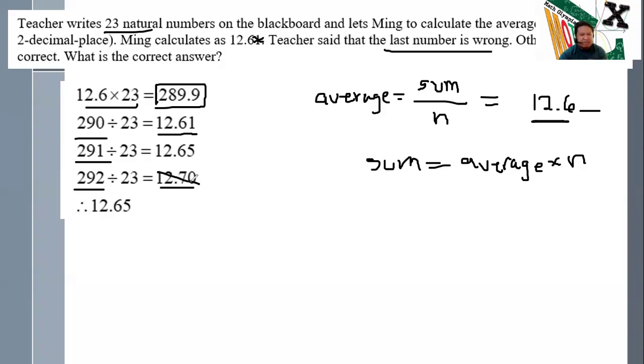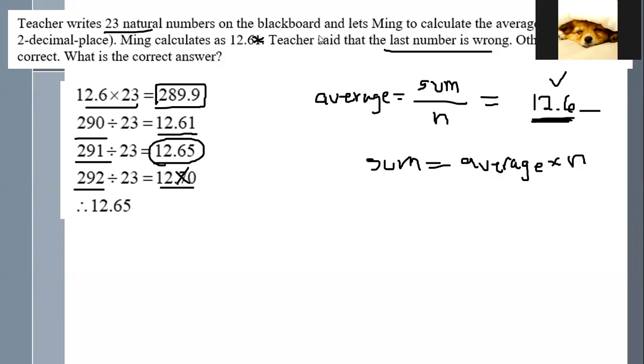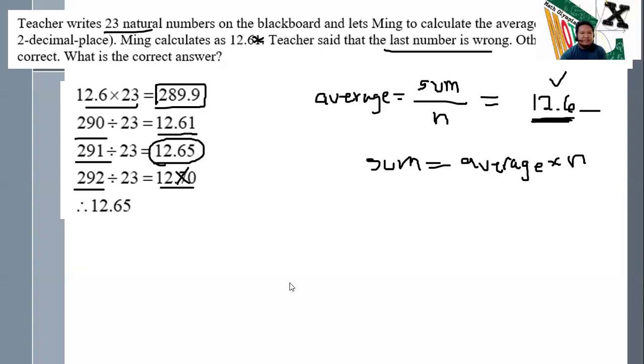And this is wrong because we know that the 12.6 part is already correct. So 12.7 is wrong because we cannot have 7 in the tenths digit. Therefore, the only possible choice is a sum of 291 and an average of 12.65. And that's the correct answer for that. Understand? Okay, thank you, sir. Welcome. Now, if it's understood, let's move forward to the next one.